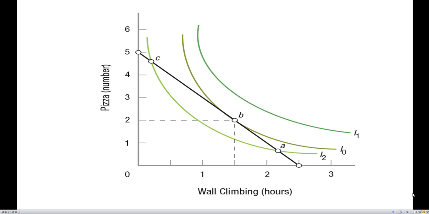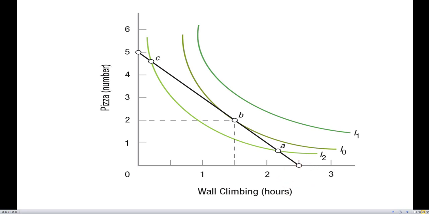When we add in the budget line into our indifference map, we're going to be able to find what the optimum consumption bundle is going to be for our consumer. We have indifference curves I0, I1, and I2, and the budget line where we have an income equal to $50, and the prices of pizza and wall climbing are the same exact price that we took a look at the beginning of the section. So $10 for a slice of pizza and $20 for essentially a unit of wall climbing.